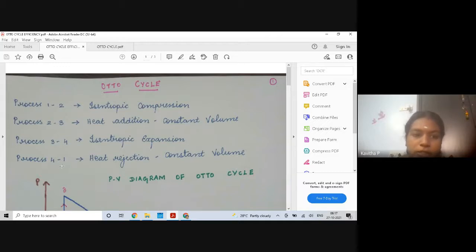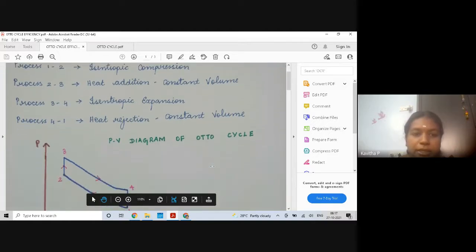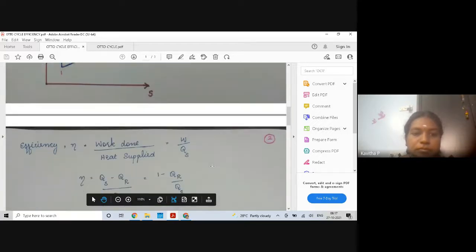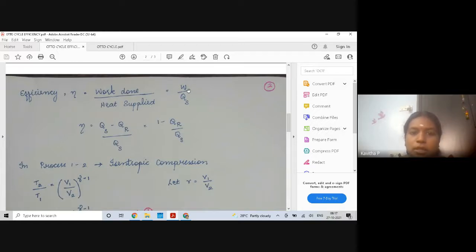And when the heat is removed in process 4 to 1, it happens at constant volume. The same PV diagram and TS diagram are shown here. So we all know that the efficiency formula is equal to work done divided by heat supplied. Work done is taken as W and heat supplied is taken as Qs.